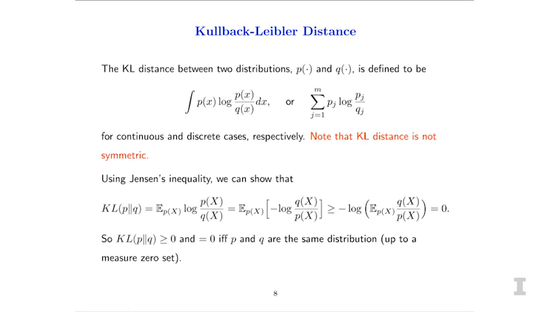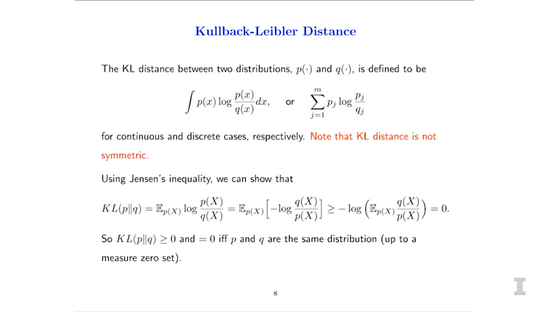Consider two distributions, p(x) and q(x), defined over the same domain of x. For example, they could be continuous density functions over the real line, or they could be discrete distributions over a set of finite values. Then we can define the distance between the two distributions by the so-called Kullback-Leibler distance, which takes the following form.